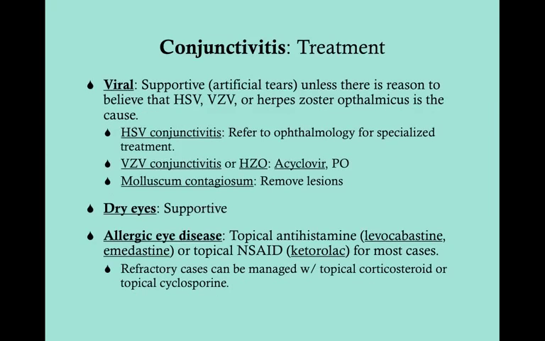Okay, so viral conjunctivitis, in this case, it's always supportive, just artificial tears, unless there's a reason to believe that it is one of those other, non-adenovirus causes of viral conjunctivitis. That would be your herpes, varicella, or HZO. So if you do suspect herpes conjunctivitis, so they've got those vesicles around the eyelids and on the eyelids, then in that case you should just send the patient off for an urgent ophthalmology consult, because they're going to require specialized treatment. This is outside of our realm of expertise. This is going to be done by an ophthalmologist.